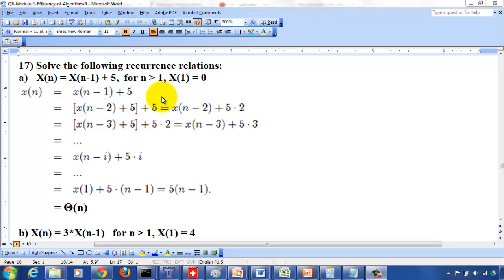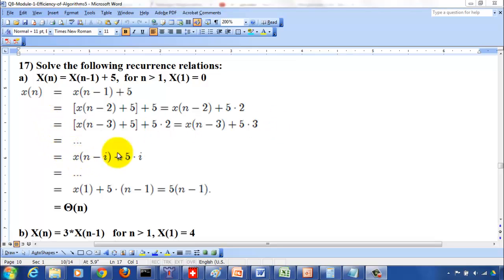So x of n minus 1, from this, is x of n minus 2 plus 5. So I'm substituting for x of n minus 1 based on this as x of n minus 2 plus 5, then this plus 5 comes in. So it is x of n minus 2 plus 2 times 5, or 5 times 2. Now I can substitute for x of n minus 2, x of n minus 3 plus 5, and again 2 times 5, so it is 3 times 5. So I can keep writing like this.